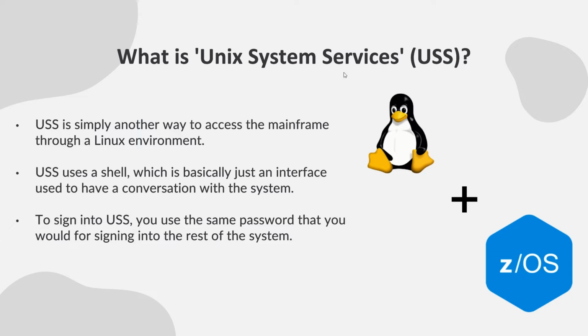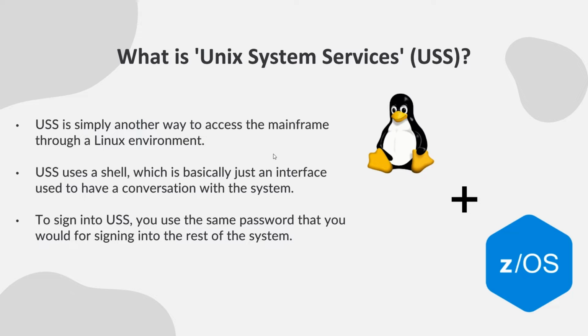Okay, you can see this penguin right here holding his foot. That is the Linux mascot. So it uses a shell, which is a command line interface used to have a conversation with the system, pretty much. To sign into USS, use the same password that you would for signing into the rest of the system. If you need your password, it's just on VS Code. You open up that module, and it's right at the bottom, right below the VSC picture.